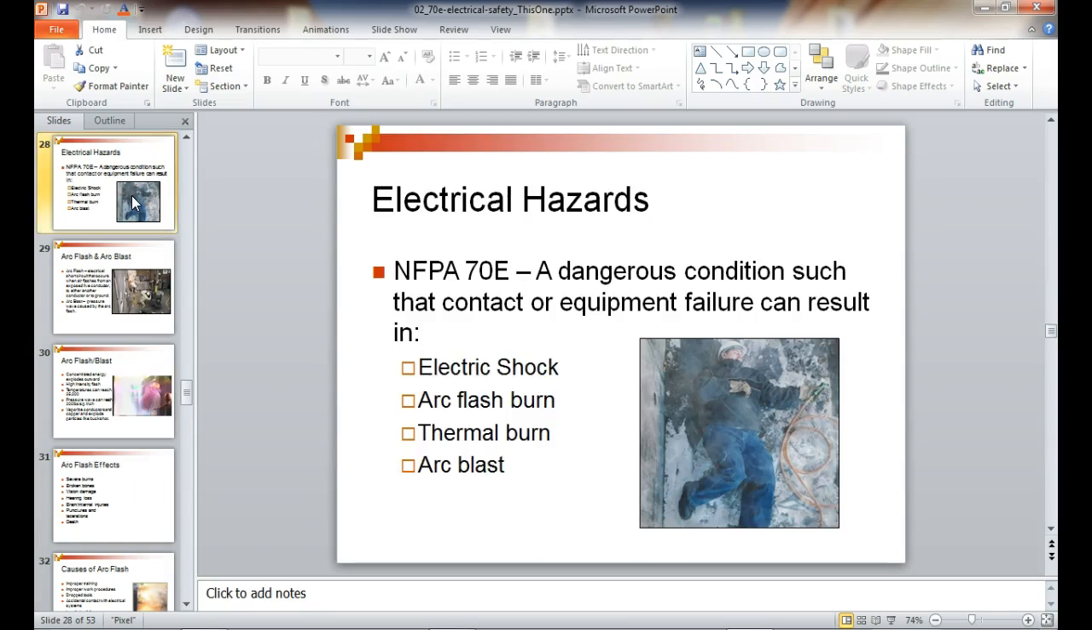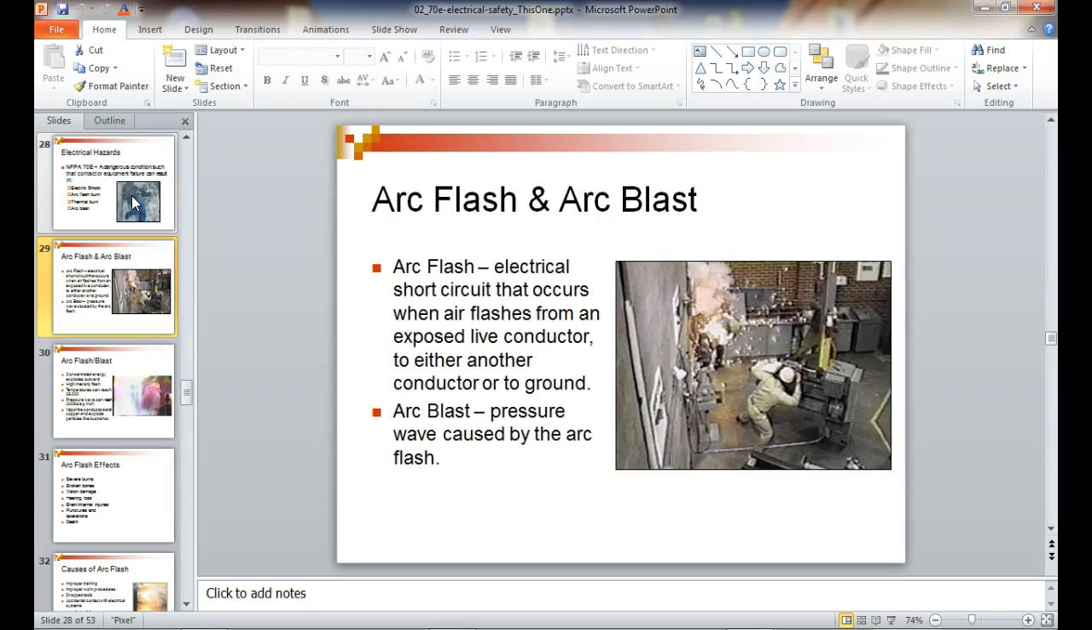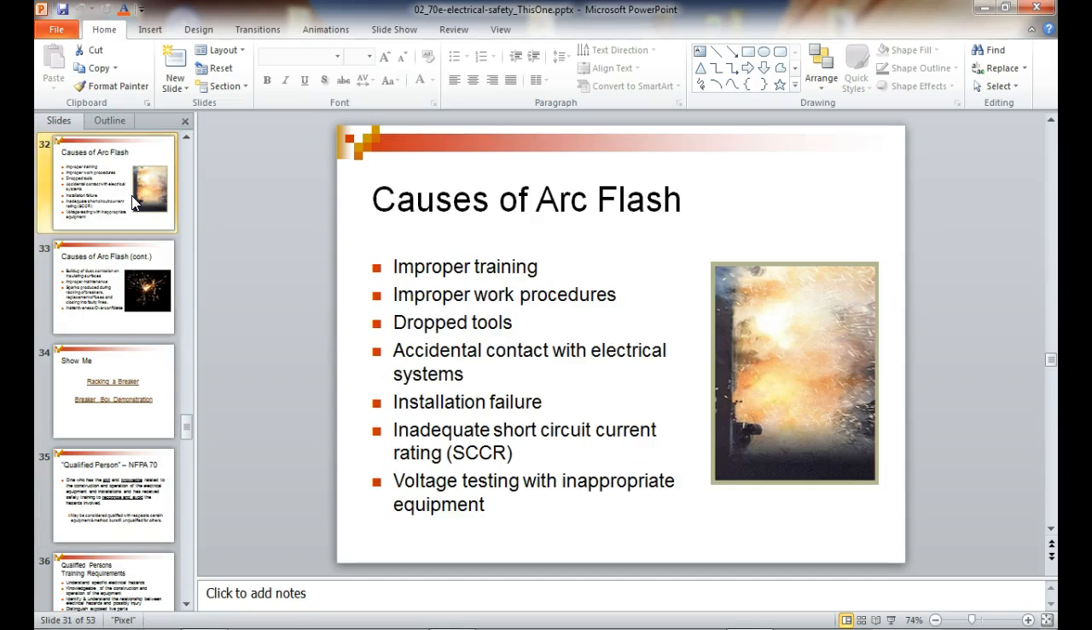We're in the 70E. So what does 70E cover? A lot of people think it covers electrical shock, electrical shock, arc flash, and arc blast. Those are the three major things that it covers. And we looked at some videos.